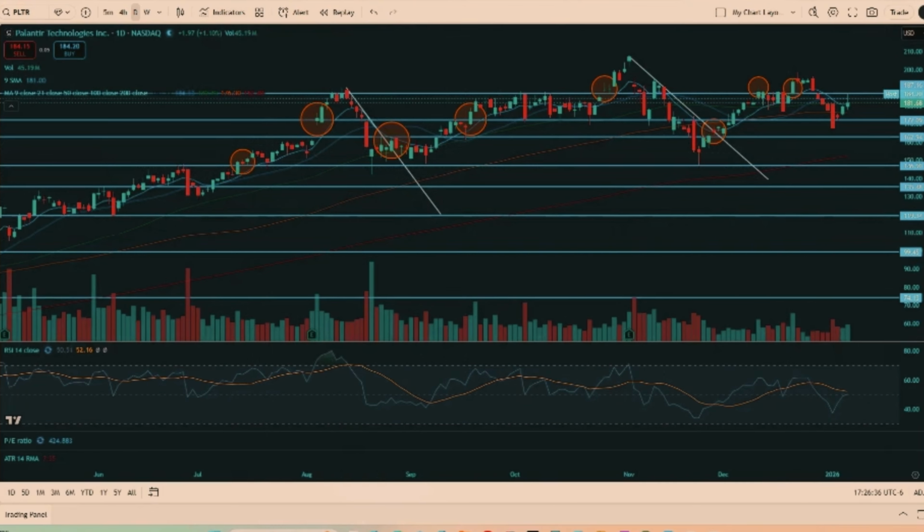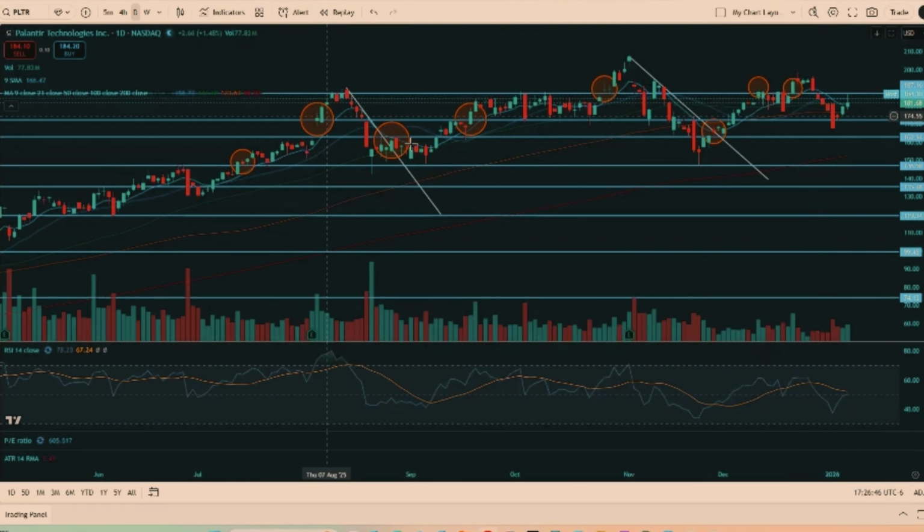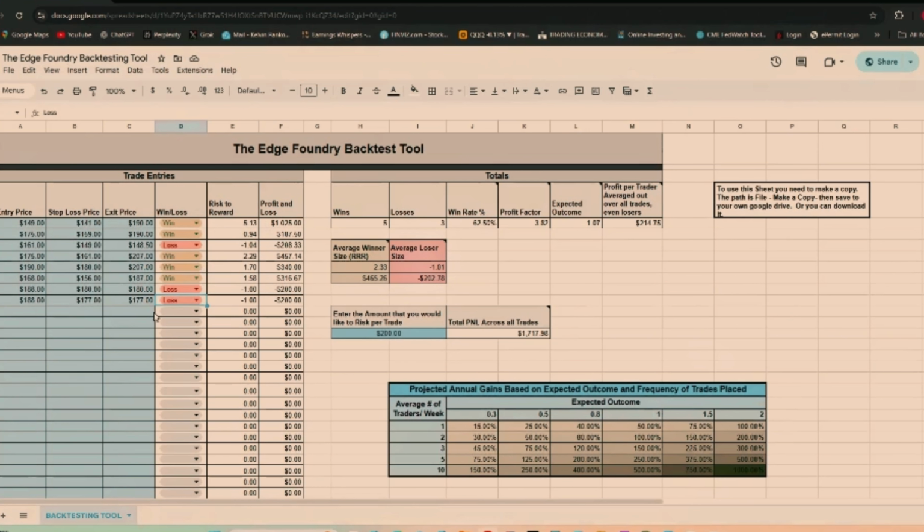So I went ahead and recorded a bunch of these trades here already. I basically recorded all of the occurrences that happened. So I'm going to go ahead and we can take a quick look at this. So at the most basic level here, we got 5 wins and 3 losses. So that gives us 62.5% of the time we're winning on this trade.